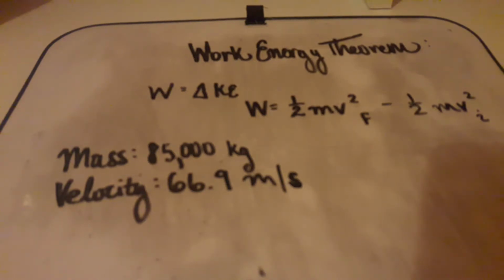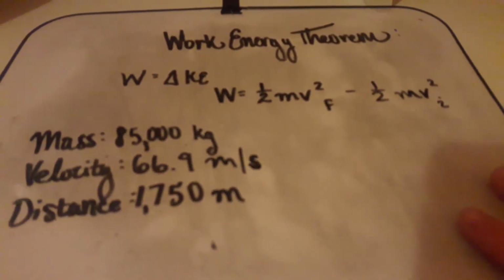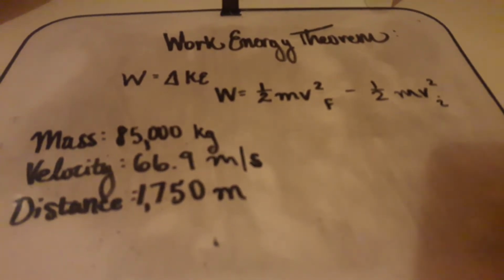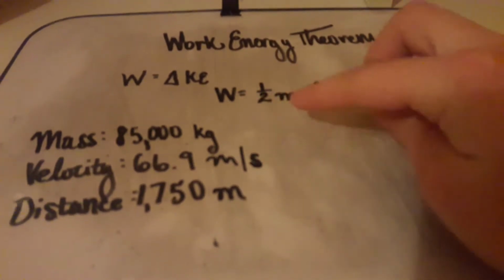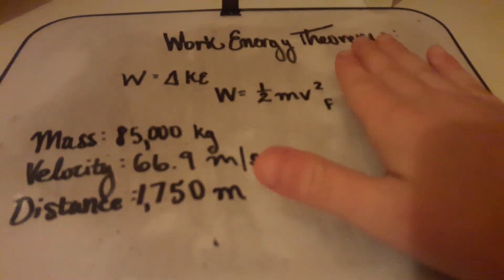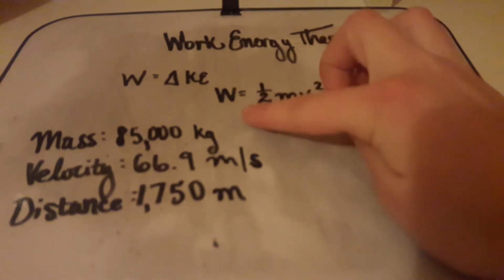So let me explain how we're going to solve this. And the distance is going to be 1,750 meters. Now for this equation, we're going to solve for the kinetic energy first. So we have the mass and the velocity to help with that. So we're going to use this part of the process right here. And later we're going to try to see if we can find the work.